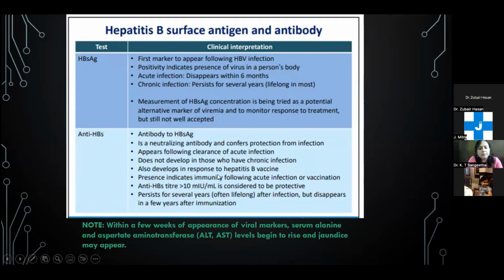They also develop in response to hepatitis B vaccine. The vaccine is mainly targeted against the surface antigen, so the antibodies are anti-HBs. So they are also seen after vaccination. Their presence indicates immunity following acute infection or vaccination. An anti-HBs titer of more than 10 milli-international units per ml is considered protective. It persists for several years, often lifelong after infection, but disappears in a few years after immunization.